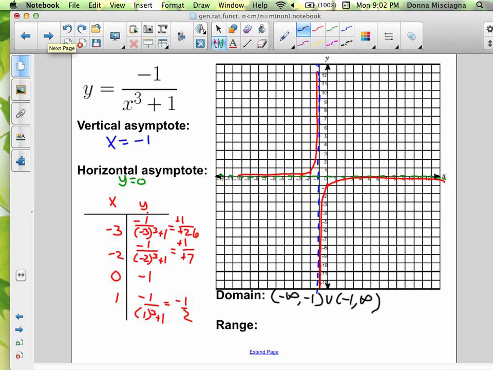So if you have an exponent, but it's to an odd power, it's really going to look pretty much the same as the graphs we've been doing, except you might get some really tiny values. So the range is negative infinity to 0, and 0 to infinity. Let's do the end behavior.